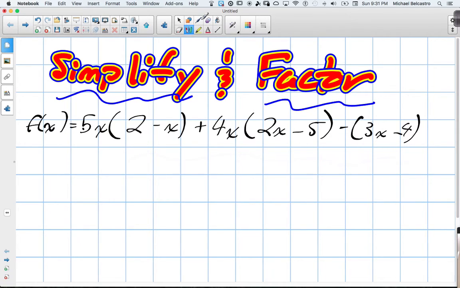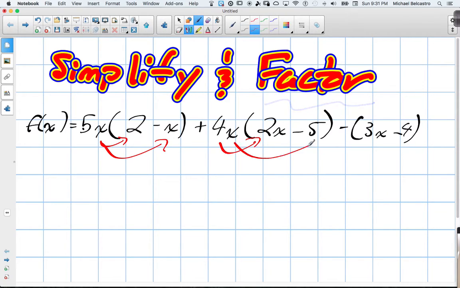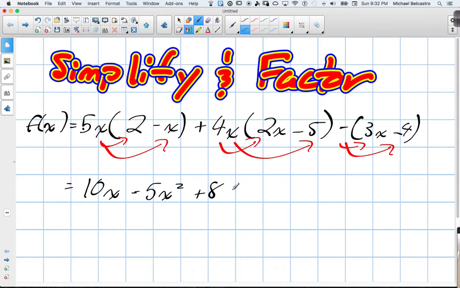So what I'm going to do to simplify is I'm going to distribute. We're going to distribute the values that are in front of all the brackets into all the terms inside, and then we'll collect all of our like terms. So 5x times 2 gives us 10x. 5x times -x gives us -5x squared. 4x times 2x gives us positive 8x squared. 4x times -5 gives us -20x. And -1 times -3x is 3x. And -1 times -4 is positive 4. Okay, so we got a whole bunch of terms.